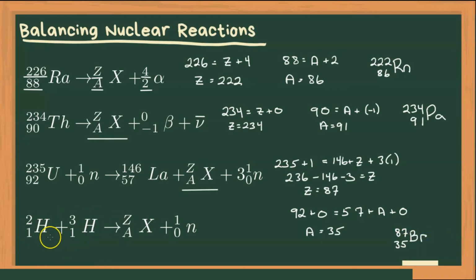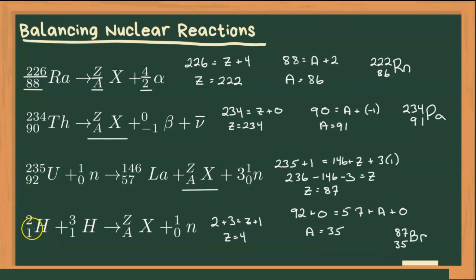Lastly, here we have a fusion reaction. So we have two isotopes of hydrogen. This one would be deuterium, and this one's tritium. And they are going to form something, plus another neutron. So let's figure out what this is. We'll start with conservation of nucleons. So 2 plus 3 is going to equal Z plus 1. So rearranging, we get Z is equal to 4.